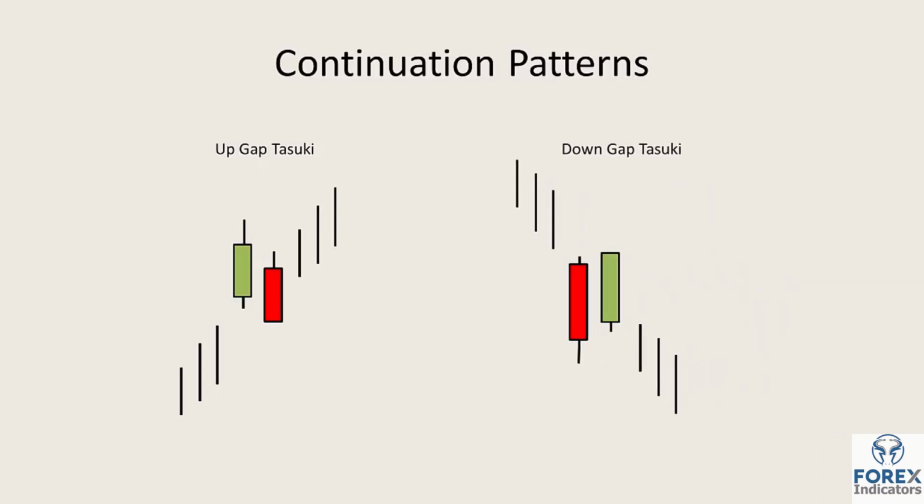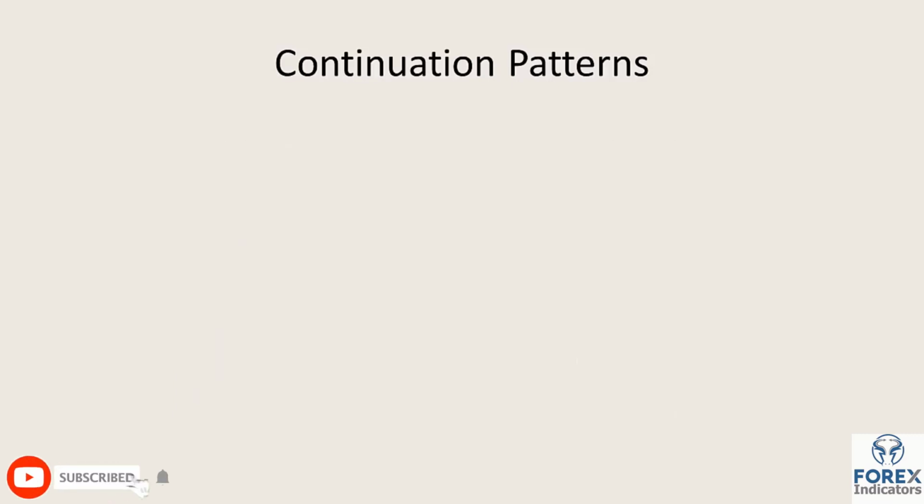Here we have a down gap Tsuki. Now again, the down gap Tsuki is a bearish 2-candle continuation pattern. The downtrend in this case gaps down to a red candle, followed by the green candle, which is pushing the market back up again. And the points to note here is that the green candle opens inside and closes above the red candle's real body.